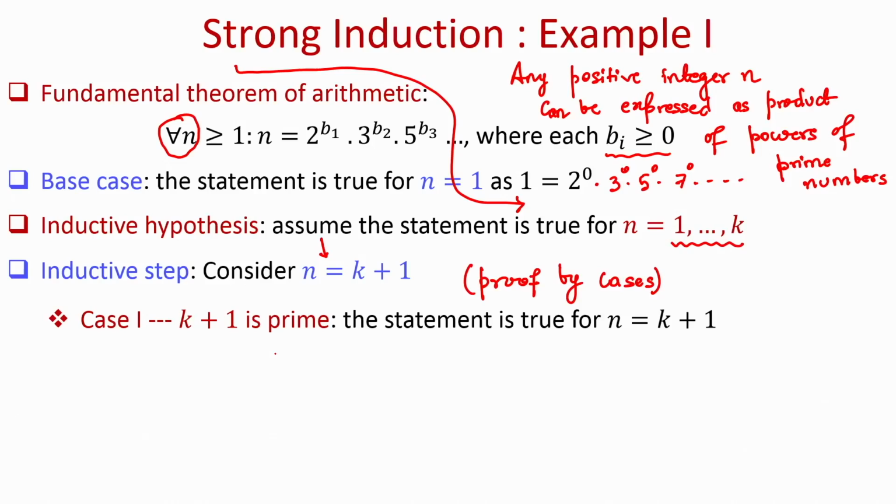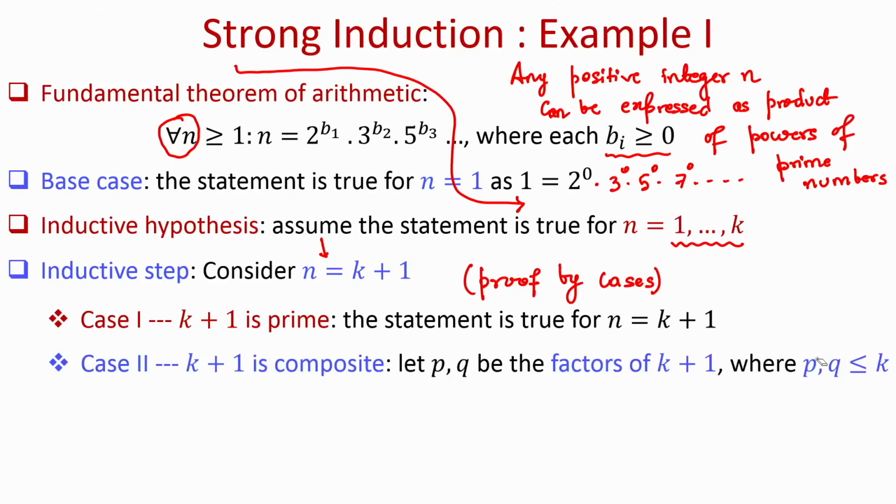If k plus 1 itself is a prime number, then my statement is true, because I can write k plus 1 as k plus 1 raised to power 1, that is all, into of course 2 power 0, 3 power 0 and so on. So, that means my statement is true for n equal to k plus 1, whereas case 2 could be where my k plus 1 is a composite number. That means it has some divisors, and let p and q be the factors of k plus 1.